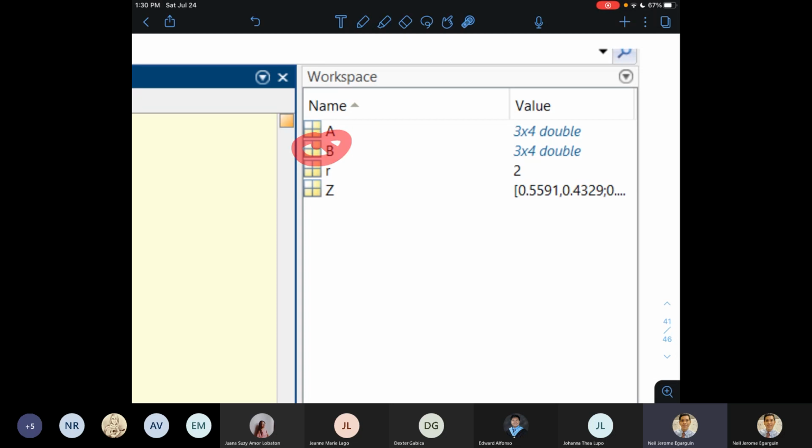Si B, na-compute niya na yan. So papasok na siya sometime into the workspace. You can click again on B to see how B looks like exactly. But here, you're given a brief description of what or how B looks like. It's a 3 by 4 matrix. Si R, yung rank, ipapakita niya na yung value. Si Z, mag-attempt siya na ipakita yung values, pero kasi mahaba pa siya. So, hindi niya napakita lahat.